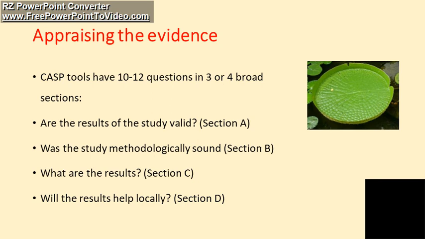Section C examines the results and looks at how many people took part, were there enough participants, how accurate is the measurement of outcomes, and the benefits, did they outweigh any harms or costs? That gives a flavour of the types of questions within a CASP tool when assessing the quality of a paper.